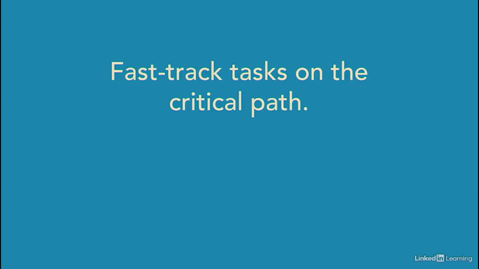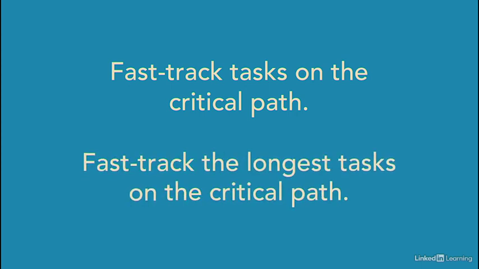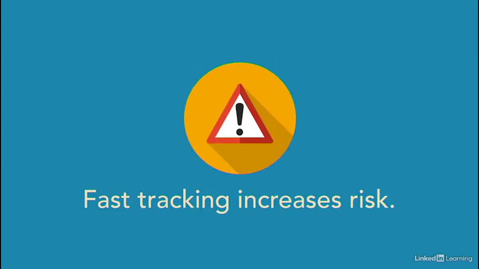The best tasks to fast track are the longest tasks on the critical path. Remember, you shorten the whole project when you shorten the critical path. Fast tracking the longest tasks on the critical path shortens the schedule and also introduces the fewest number of risks and changes. Which brings us to the disadvantage of fast tracking. It increases risk. For example, changes to the system design could result in redoing work on the software design.